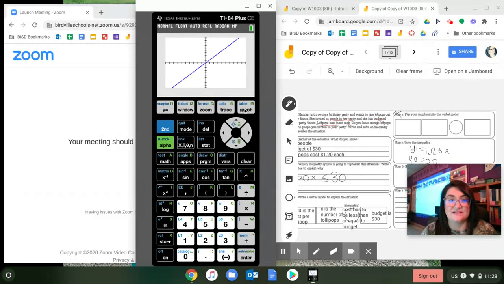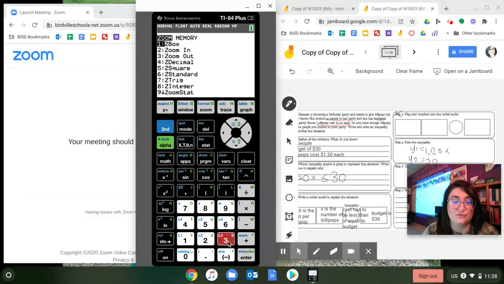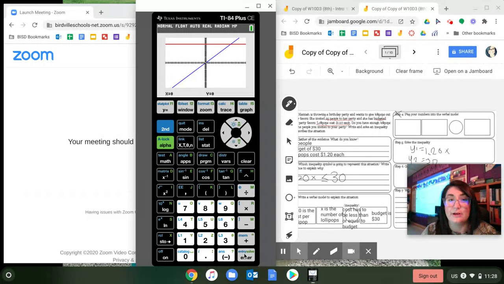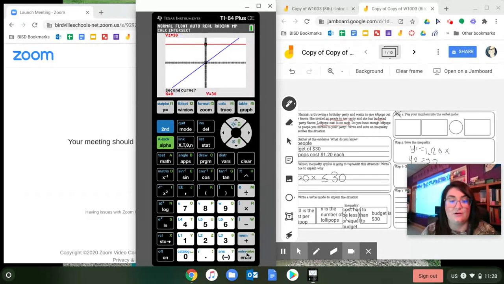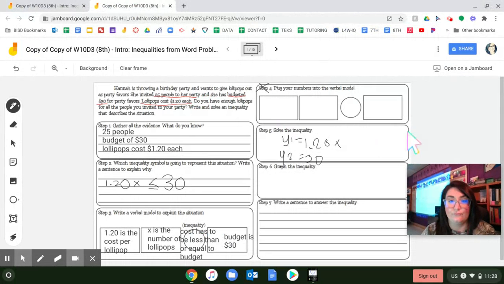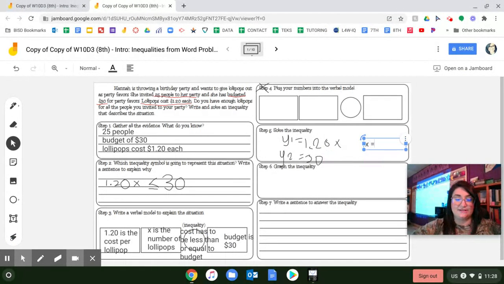Look at your graph. See if you can see the intersection. I cannot, so I'm going to zoom out. Now I can see the intersection. So now I can do second, trace, 5, enter, enter, enter. And our x equals 25. So my answer to solve this mystery is that I could get 25 lollipops with my $30.